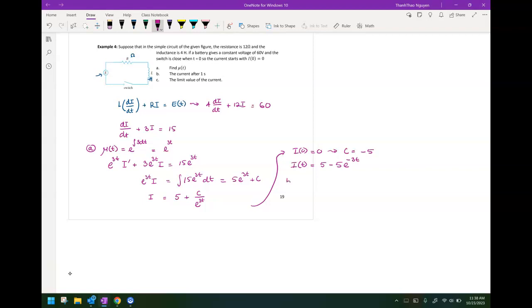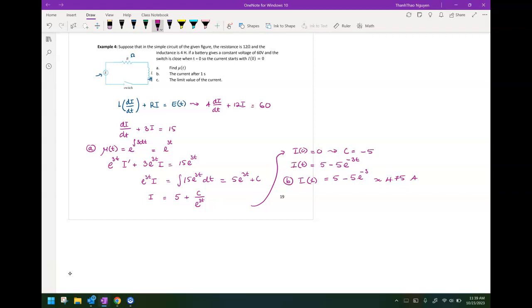Now we can solve part B. What is the current after 1 second? I of 1 is equal to 5 minus 5 times e to the negative 3. This is about 4.75 amps.